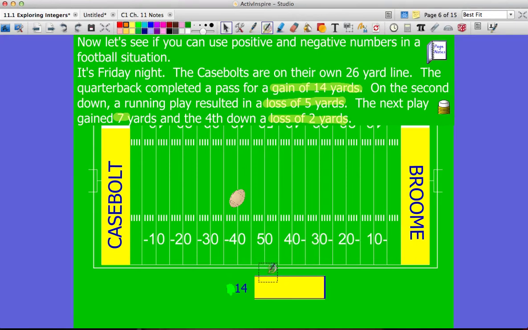The loss of 5 yards would be a negative 5. You do have to have the negative symbol. A positive 7, again, no positive sign. We just leave it as 7. And then a negative 2 for the loss of 2 yards.